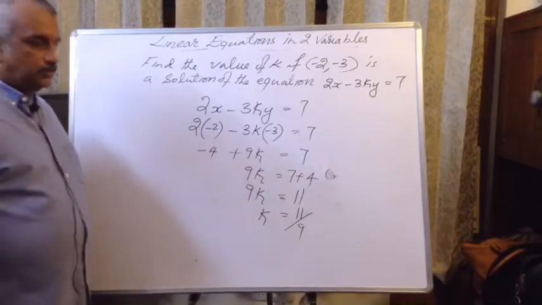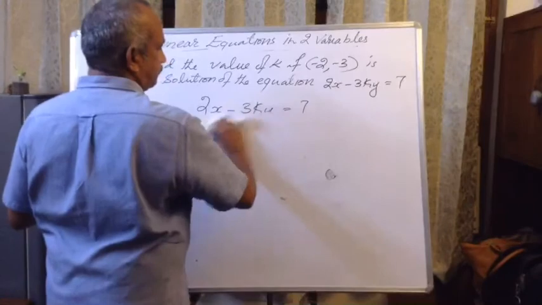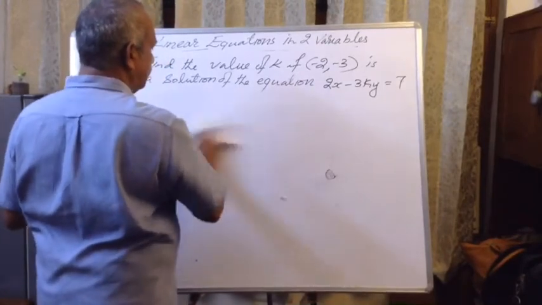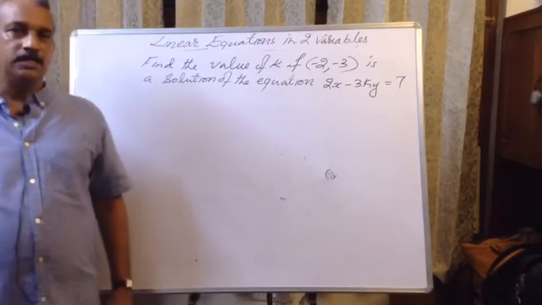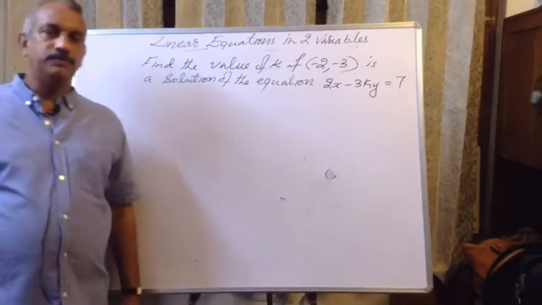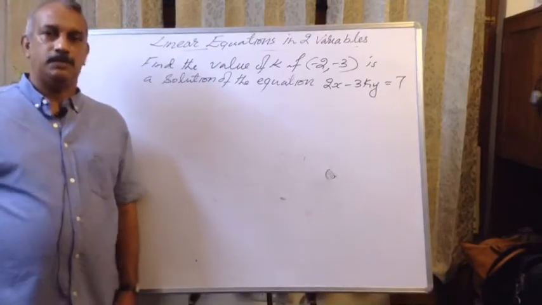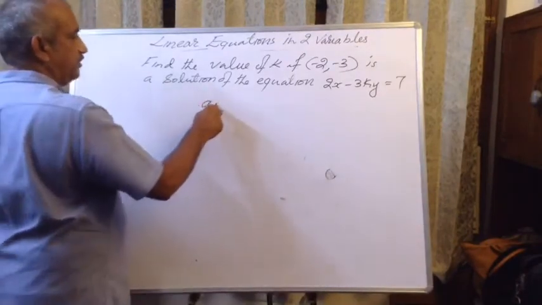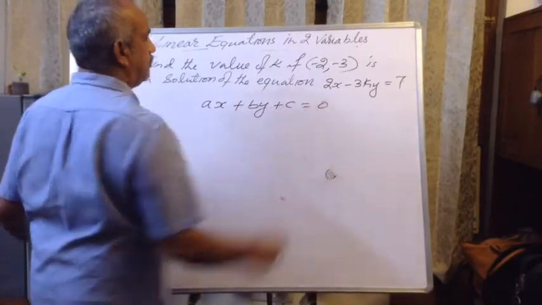Now, so what all things we have learned? See, first of all, what is a linear equation? An equation with degree 1 is called a linear equation. Then if there are two variables involved, then we say linear equation in two variables. Now standard form of a linear equation is ax plus by plus c is equal to 0.